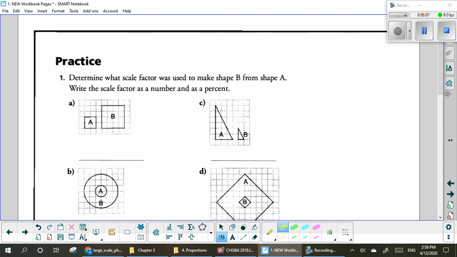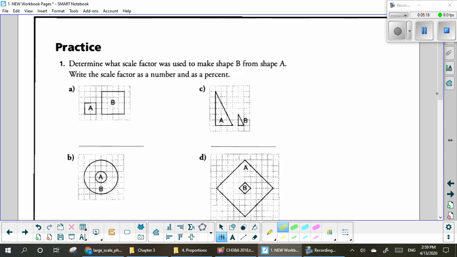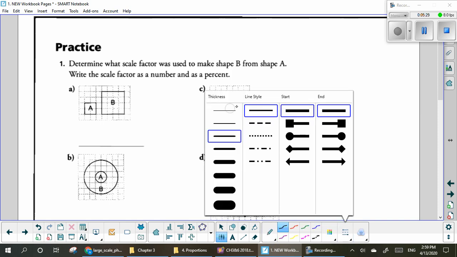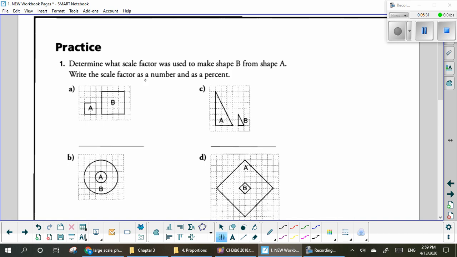So our original is shape A, and then B is going to be either an enlargement, or maybe we'll have one that's the same. It looks like no. So it's either going to be larger or smaller. So we'll look at the first one. We need to find the scale factor, and we're going to write it as it says here. Let me just shift to my pen. It says here we're going to do it as a number and as a percent. So let's set it up as a number first.